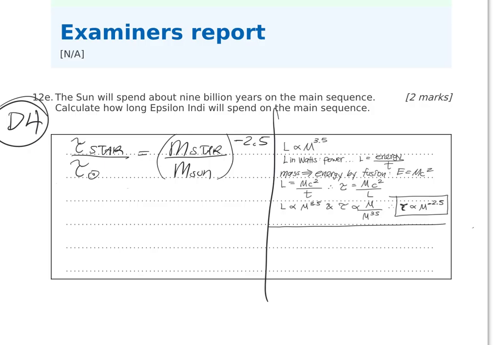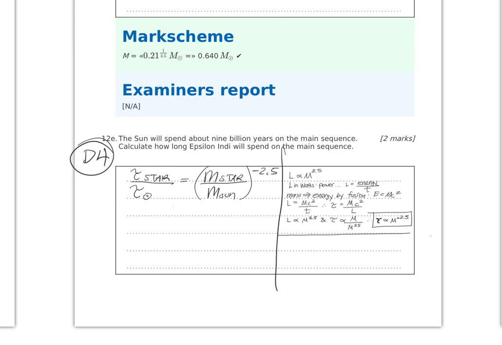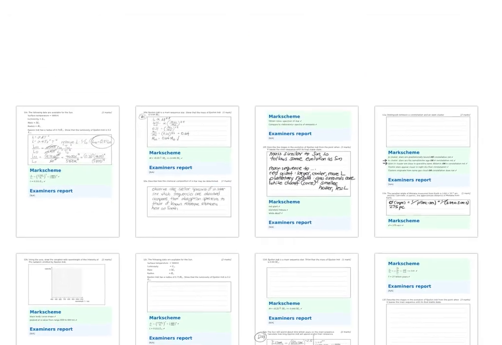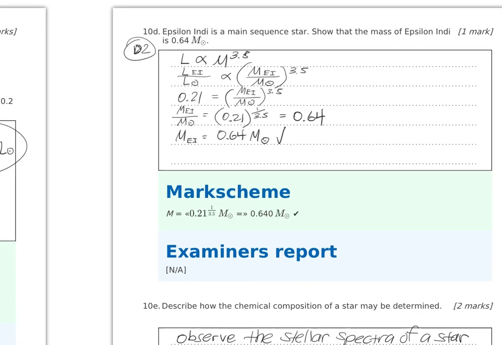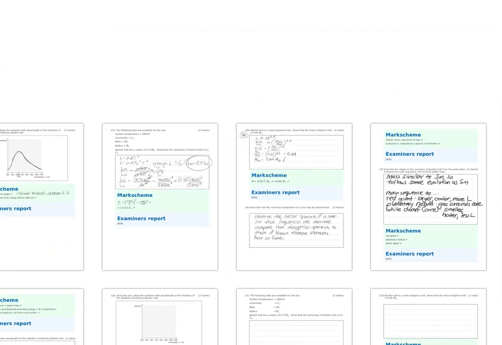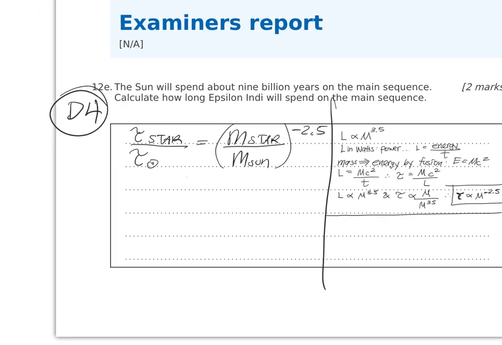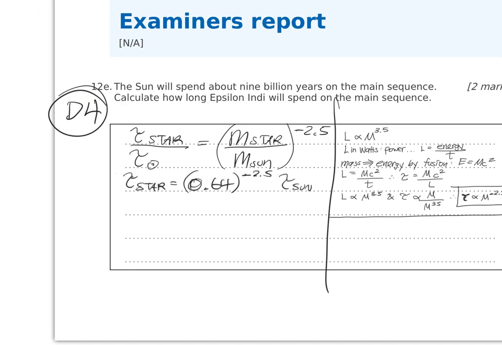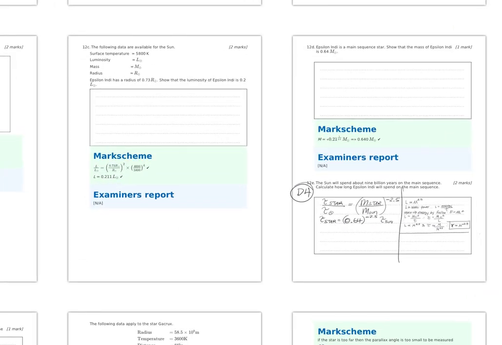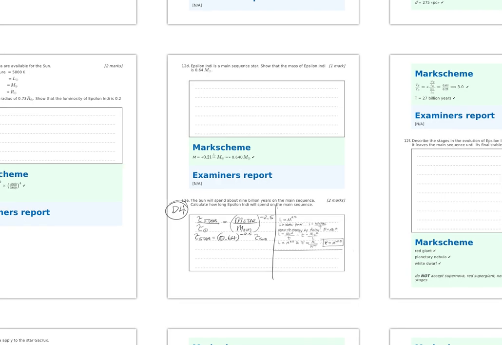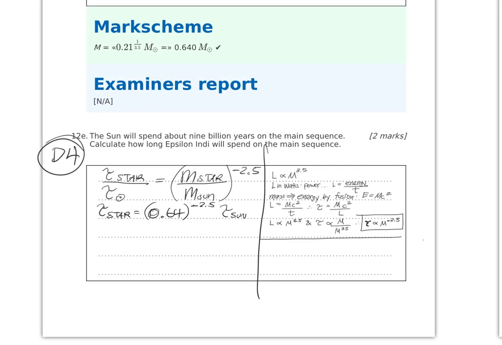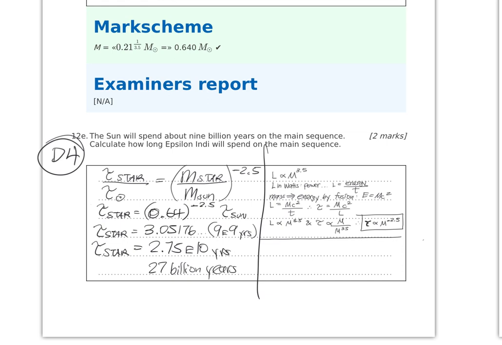Now, we can reach back. We already found the relative mass between Epsilon Indi and the Sun when we solved this problem the first time, and we got that the relative mass is 0.64. So let's bring that back over here and save us some work. The period of our star is 0.64 to the negative 2.5 times the period of our Sun, which was given to us, 9 billion years. It says right there in the question. And we wind up with 2.75, or 2.7465, whatever.